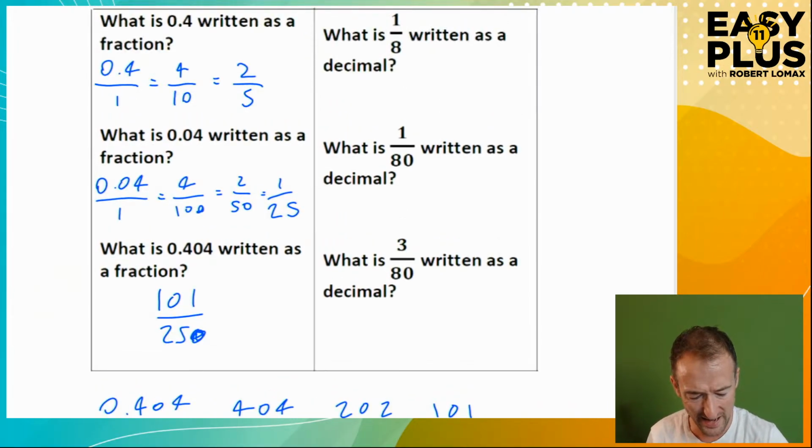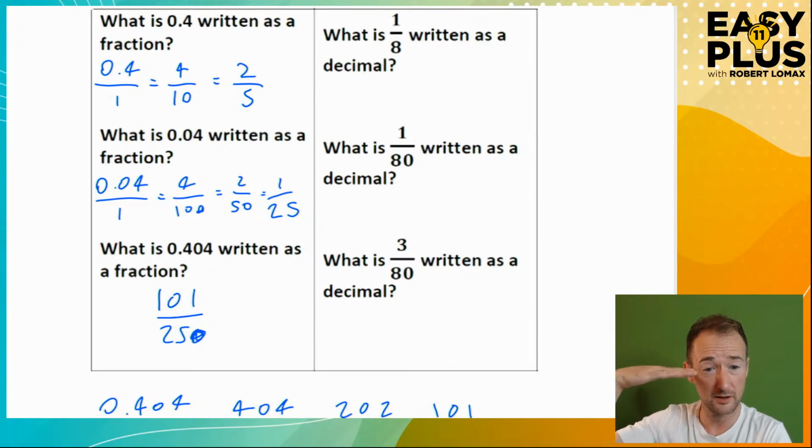What is an eighth written as a decimal? Well, there's more than one way to approach this. I think I'll show you the slightly longer way that you can always use as a start, and that is to do 1 divided by 8. Why is that something that you can do? I'll give you a moment to have a think.